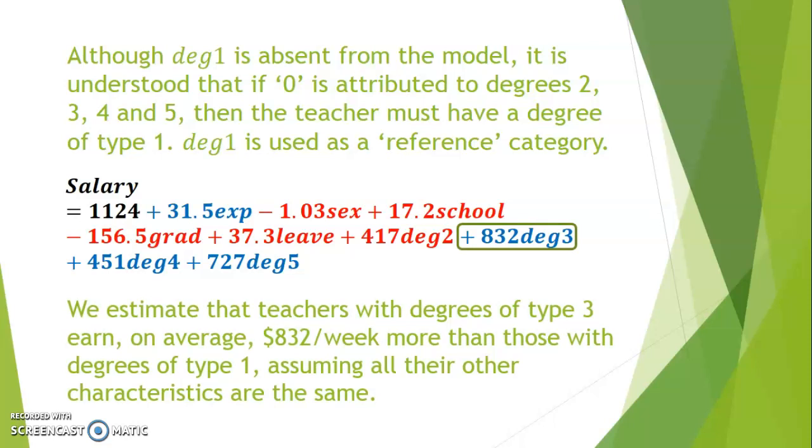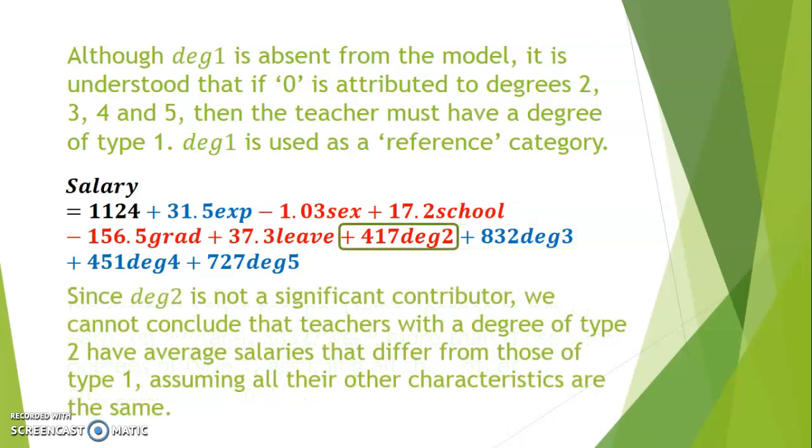We estimate that teachers with a degree of type 3 earn, on average, $832 a week more than those of degree 1, assuming all other characteristics are the same. And this is what we mean by degree 1 acting as a reference category. So 832 is a comparison to those with a degree 1. Since degree 2 in red is not a significant contributor, we cannot conclude that teachers with a degree of type 2 have average salaries that differ from those of type 1. And this, considering all other characteristics are the same for these individuals.